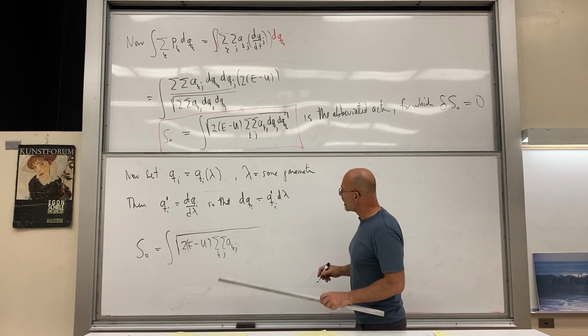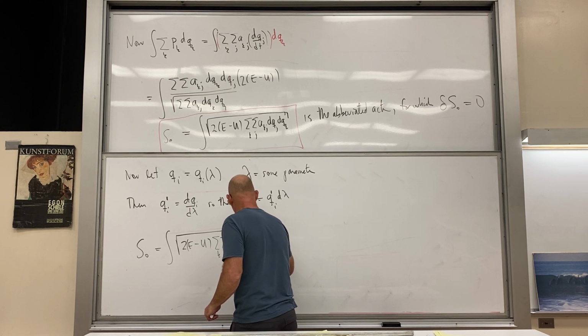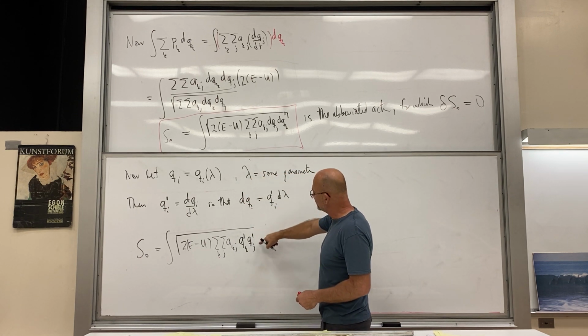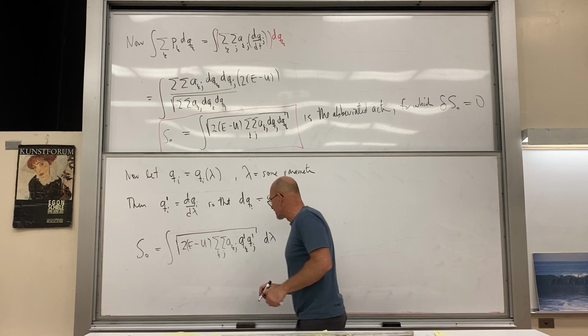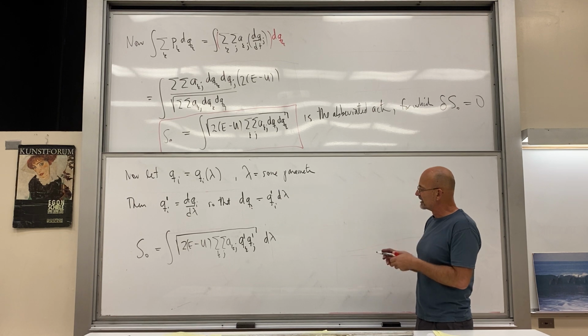So now I've got the q_i prime and the q_k prime, q_j prime, and I've got a d lambda squared. I got 2 d lambdas, so I pull those outside here, d lambda. And now we have something we can calculate with.